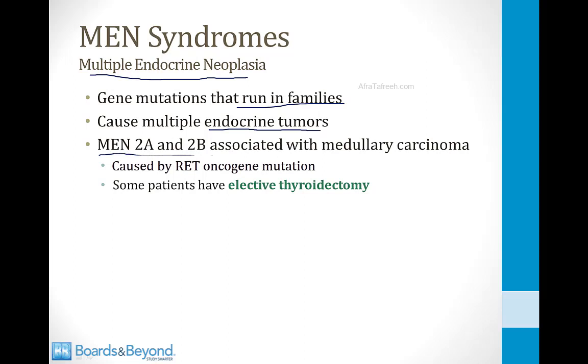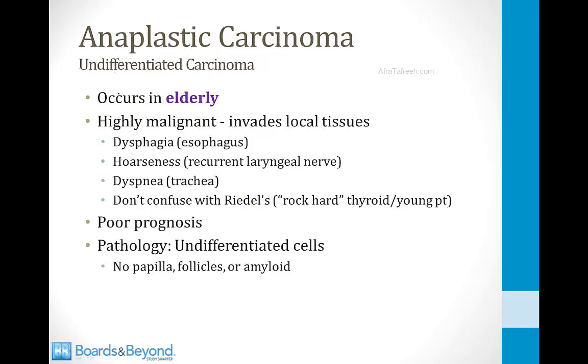These two MEN syndromes are caused by RET oncogene mutations, and some patients who have the RET oncogene mutation of one of these MEN syndromes undergo elective thyroidectomy. Even though they don't have cancer yet, they will electively have their thyroid removed so that they aren't at risk of development of cancer. They can then take thyroid supplementation for the rest of their lives to maintain a euthyroid status. The last type of thyroid cancer is called anaplastic carcinoma.